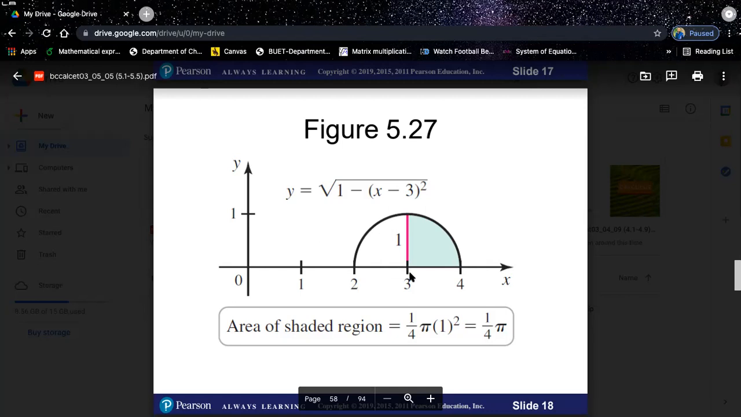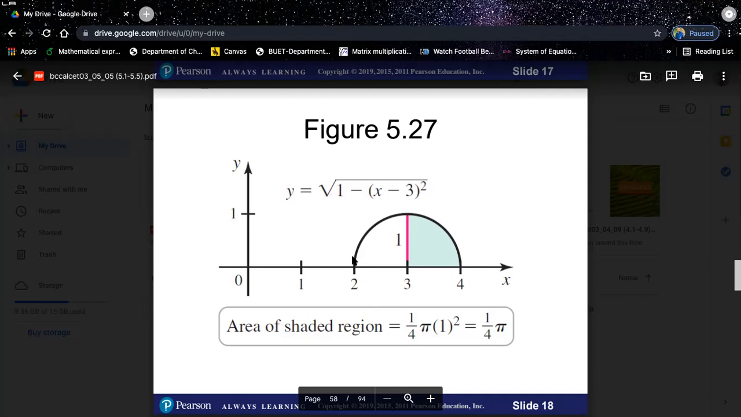And on our right, we have 1, which is exactly the resemblance of r squared. 1 can be written as 1 squared. So that's r squared. That means our radius is 1. Do you agree? Radius is 1. And this shaded region is actually 1/4 of this entire circle. Do you agree?